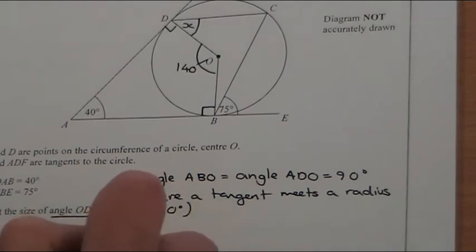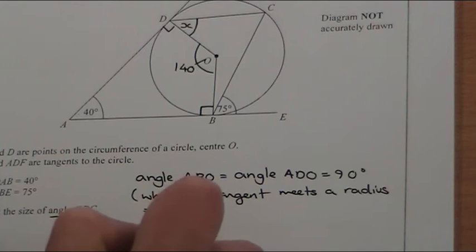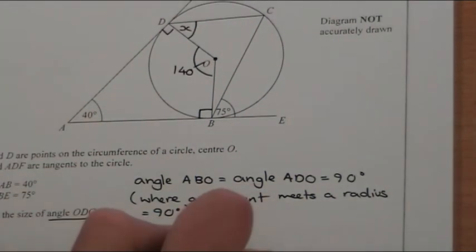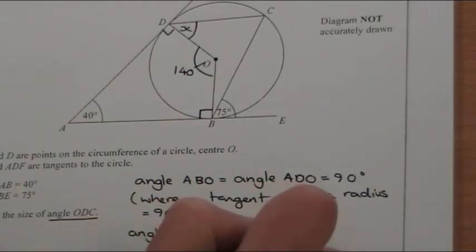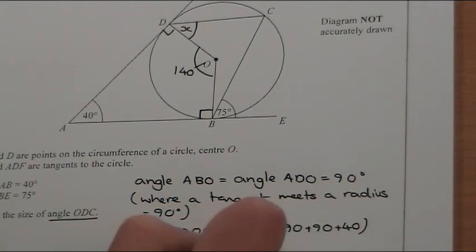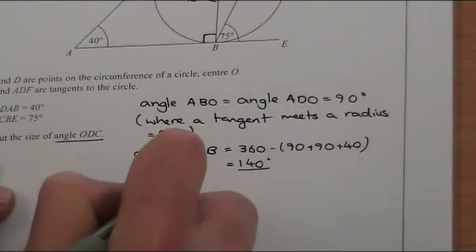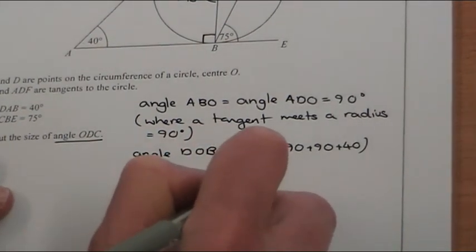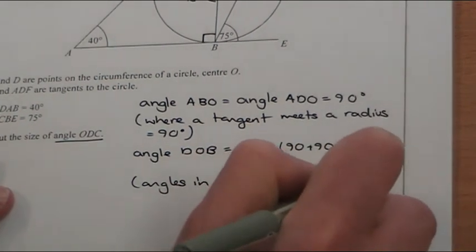Now, if I find the centre one, so angle DOB, D to O to B, is 360, take away the 90, add the 90, plus the 40, which is 140 degrees. Angles, if you don't like to spell quadrilateral, just do this: angles in a four-sided shape equal 360.